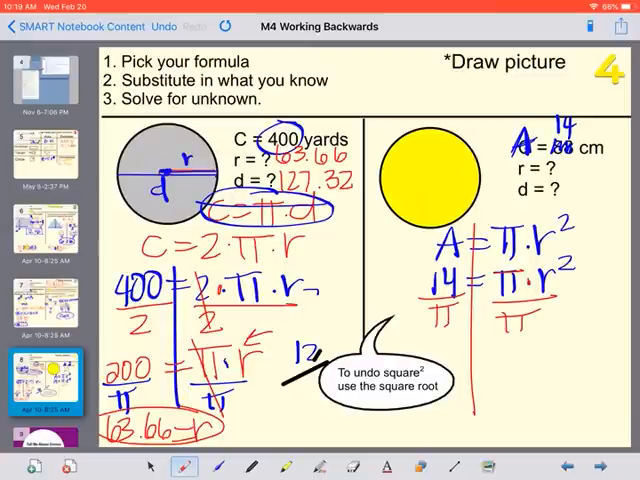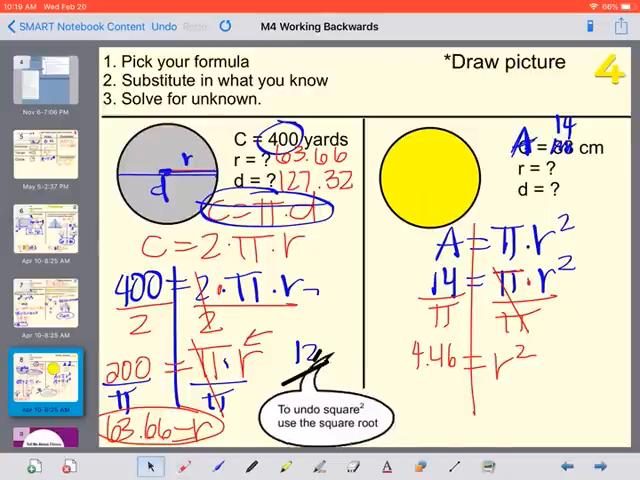If I divide by pi over pi, 3.14 divided by 3.14, is just 1. If you plug it in your calculator, if you don't believe me, type in the button pi divided by the button pi, and you should get 1. 1 r squared, or just r squared. And then on the other side, we have 14 divided by pi, and we get 4.45, or 4.46 if we round it.